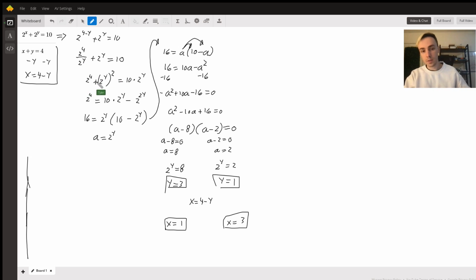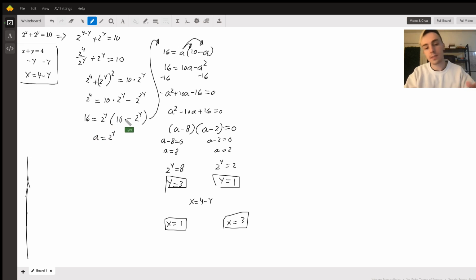This gives us 2 raised to the 4 plus 2 raised to the y squared equals 10 times 2 to the y. Now, simplifying and subtracting this 2 raised to the y squared over to the other side, we get 2 raised to the 4 equals 10 times 2 raised to the y minus 2 raised to the 2y. From this point, we can rewrite 2 raised to the 4 as 16, and factor out 2 raised to the y. So we get 16 equals 2 raised to the y times 10 minus 2 to the y.